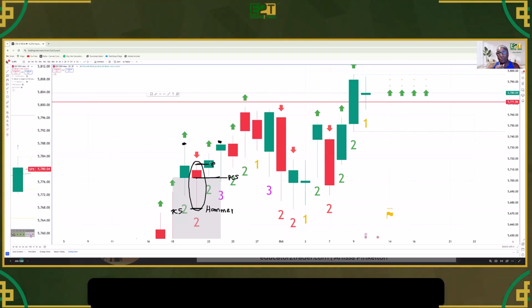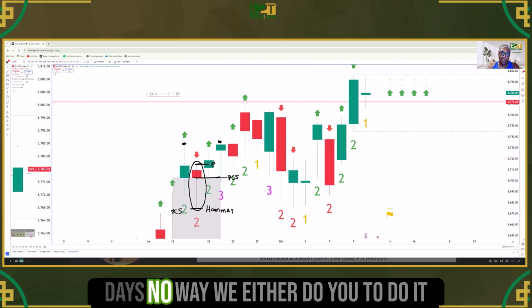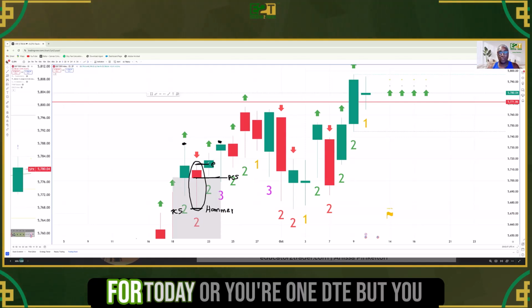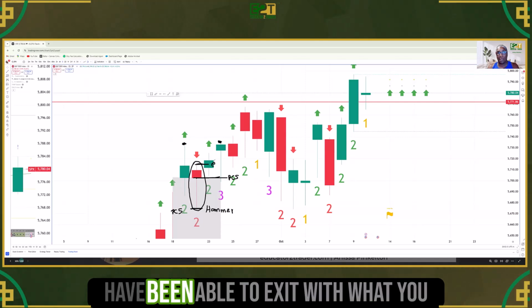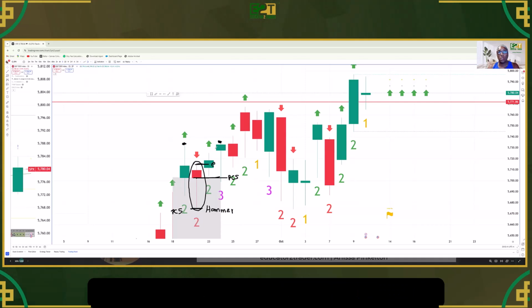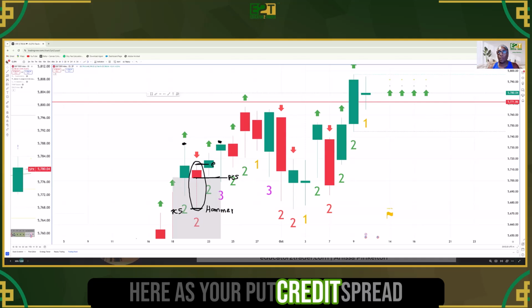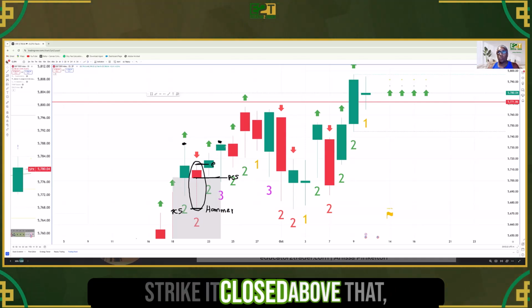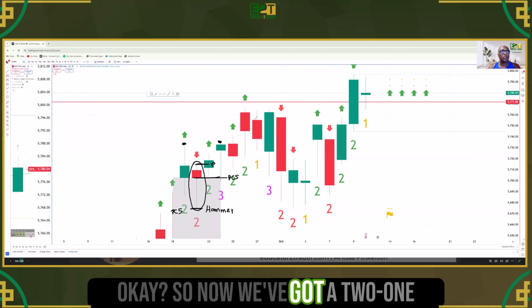But now with SPX, we don't do SPX for multiple days, no way. You either do it for today or your 1 DTE, which you have done this 1 DTE, you would have been able to exit with what you selected, because the price closed up here. If you had selected this price here as your put credit spread strike, it closed above that. Okay, so now we've got a 2-1.